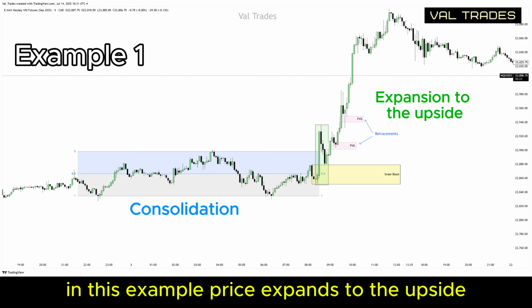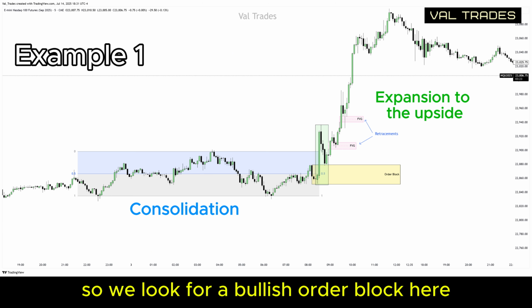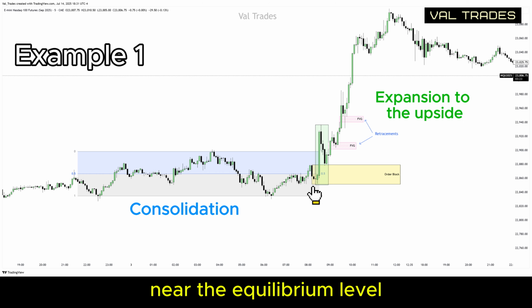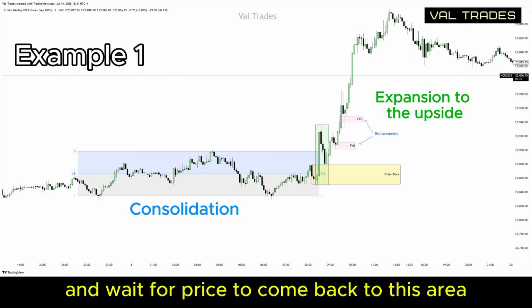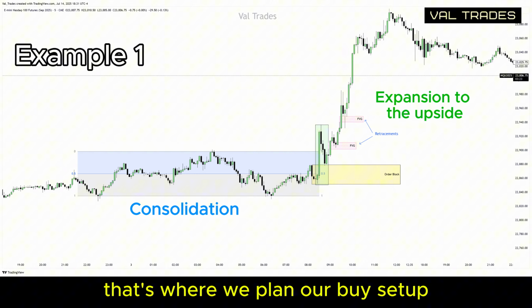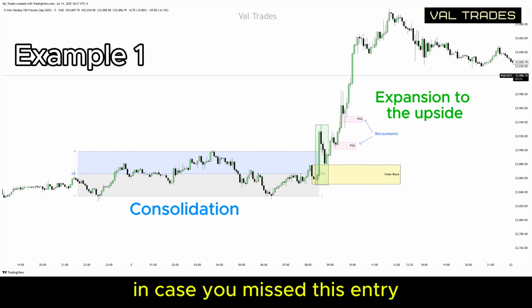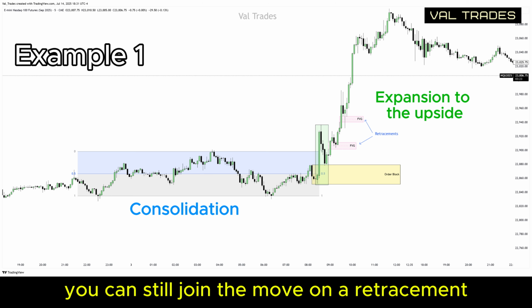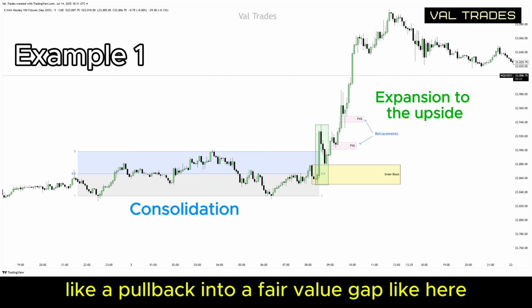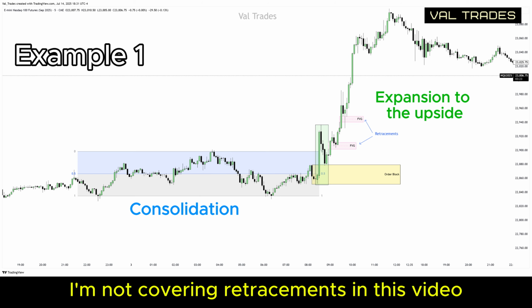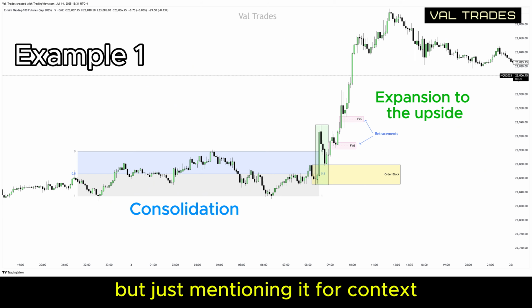In this example, price expands to the upside, so we look for a bullish order block here, near the equilibrium level. We mark it in our charts and wait for price to come back to this area. That's where we plan our buy setup. In case you missed this entry, you can still join the move on a retracement, like a pullback into a fair value gap, like here. I'm not covering retracements in this video, but just mentioning it for context.